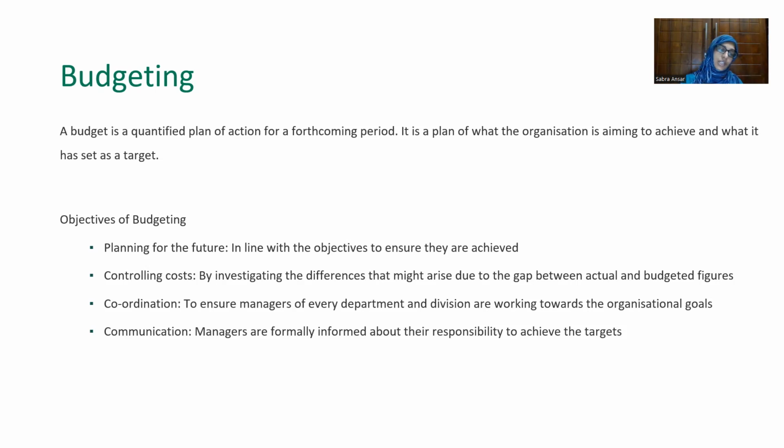Now, the next objective is coordination. Every department's management is working towards an organizational goal, so there should be some kind of coordination between these departments. This budget will help all the departments move towards one objective. And because everyone is allocated a certain amount, there won't be any miscommunication, and there will be better coordination among different departments.